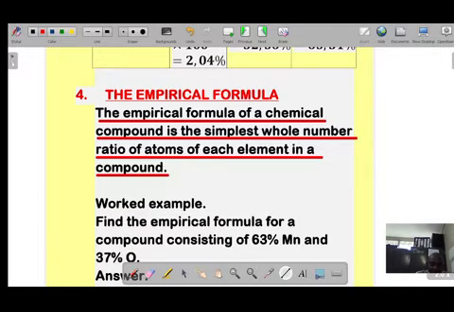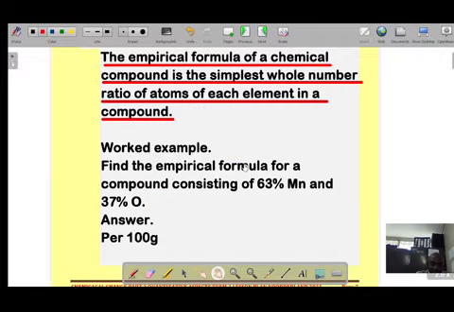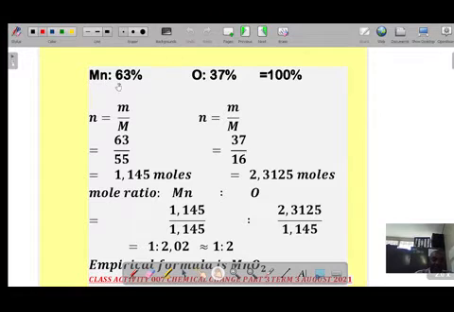We can take an example. They said that find the empirical formula for a compound consisting of 63% manganese and 37% oxygen. Okay, so what do I have here? I have 63% manganese and 37% oxygen. So now if I consider 100 grams, I am going to have 63 for manganese. What about oxygen? It is 37 in 100.